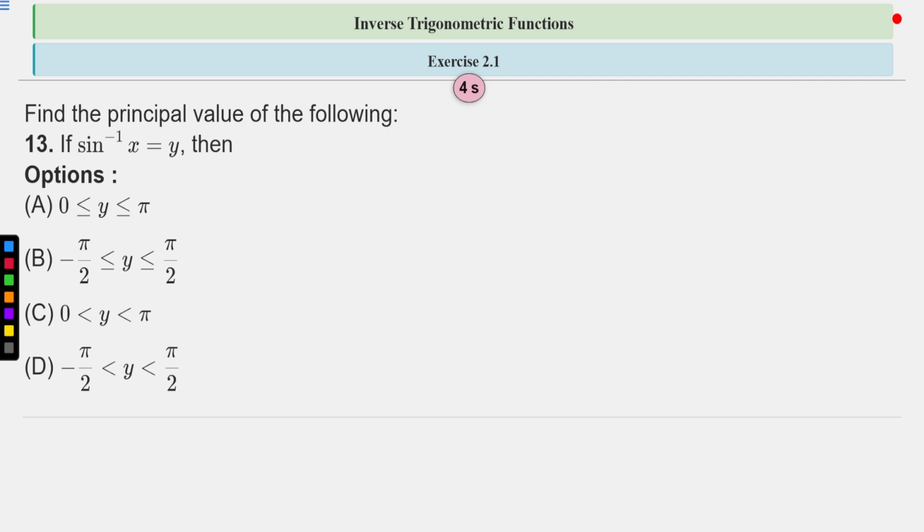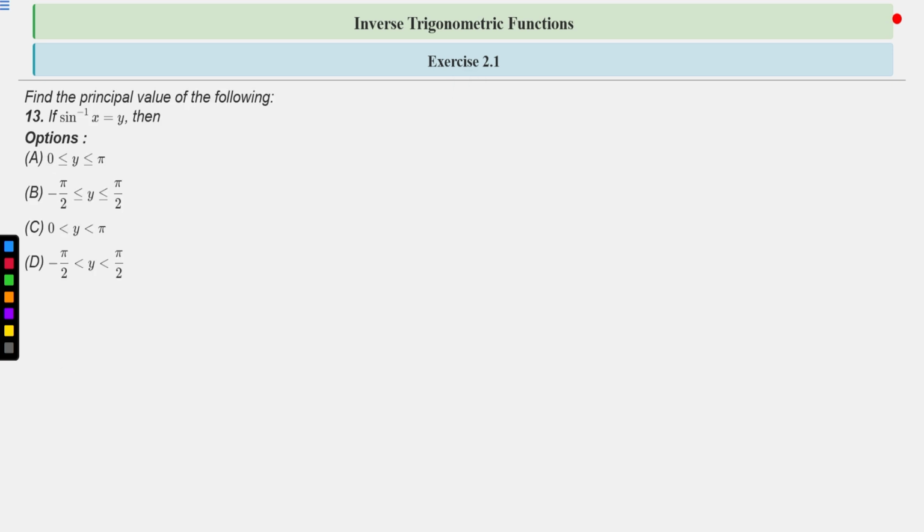All students are saying B is the right answer. Let us see the solution. We need to find the principal value. We know that sin inverse x will always lie between minus pi by 2 to pi by 2, right? So obviously, option B will be the right one. Clear? Option B, minus pi by 2 to pi by 2, will be the right answer.